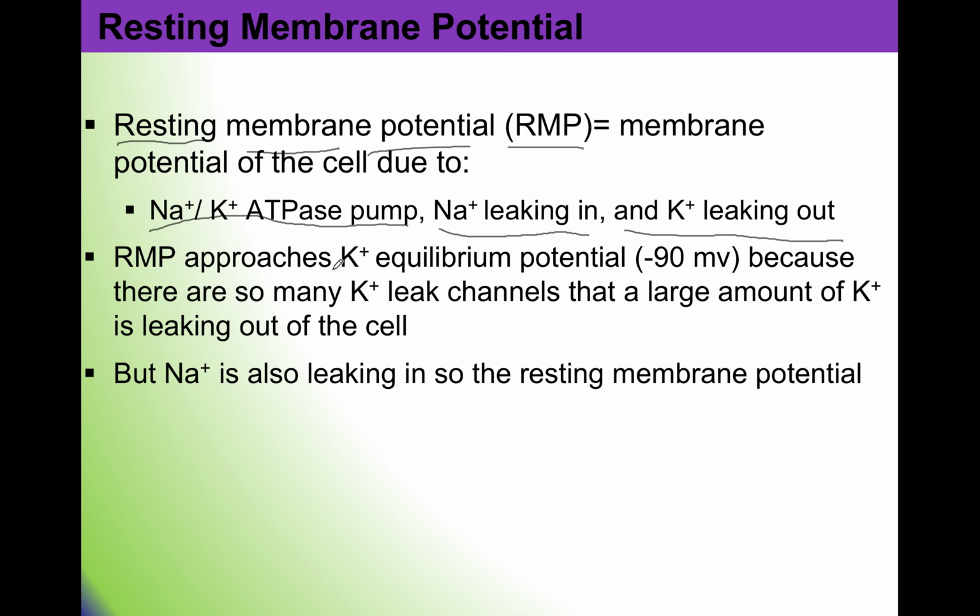As I mentioned, resting membrane potential has a chance of reaching potassium equilibrium, which is close to negative 90, but it never reaches that, because as you're leaking potassium out, what are you doing at the same time? You're leaking sodium into the cell, and that helps the potential to be maintained a little bit above negative 90.